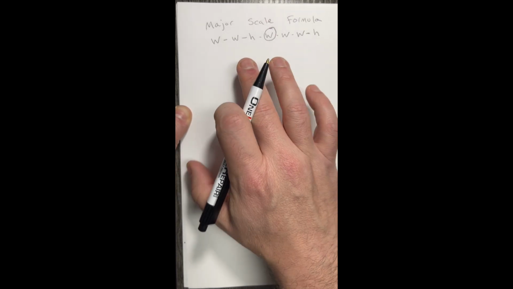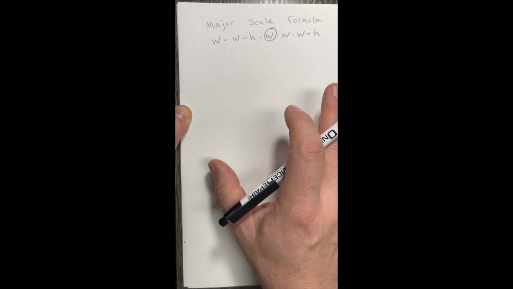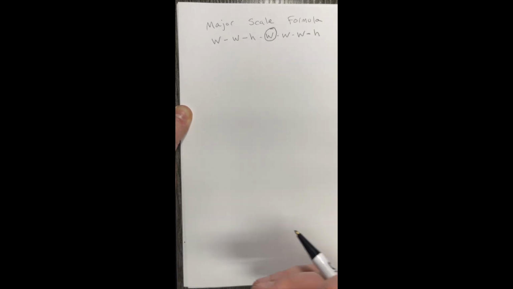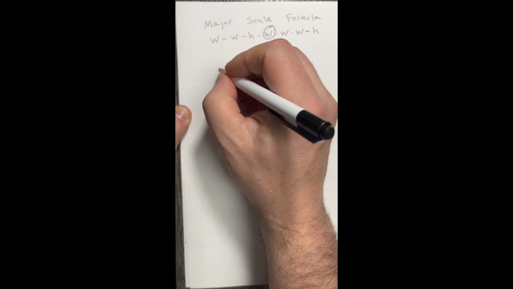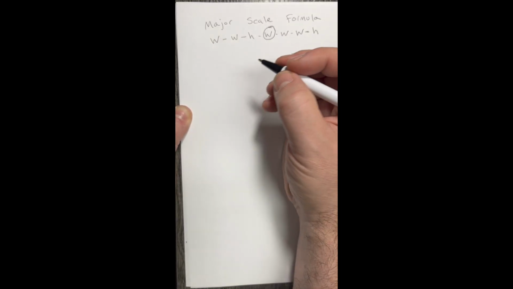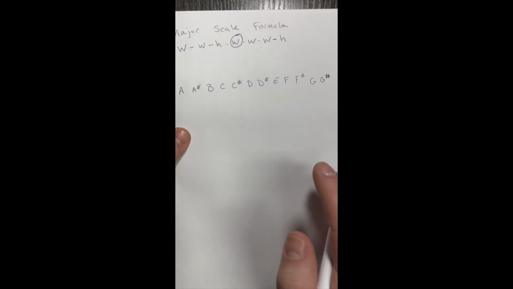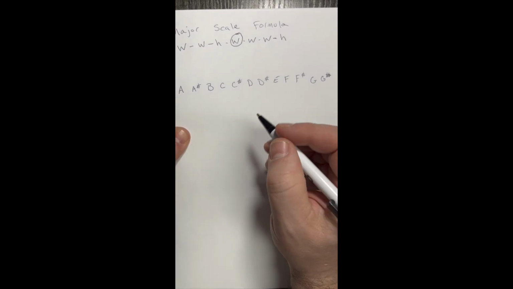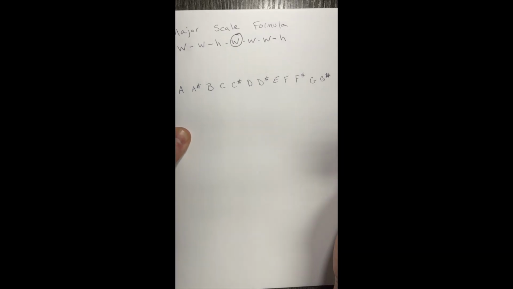But what we're going to do is use this series of whole steps and half steps and apply it to the chromatic scale to get any given major scale that we want. Okay, so again, I'll start with A. This is our chromatic scale. And just for ease, we'll pull out the A major scale. We've already looked at that one.